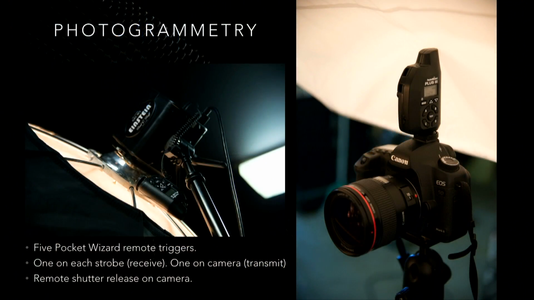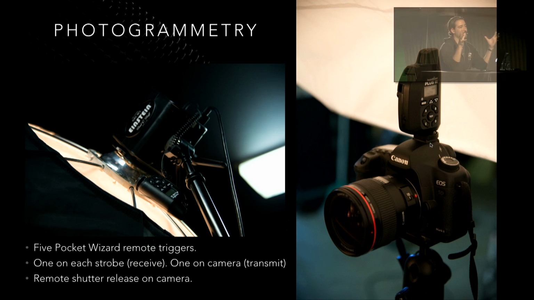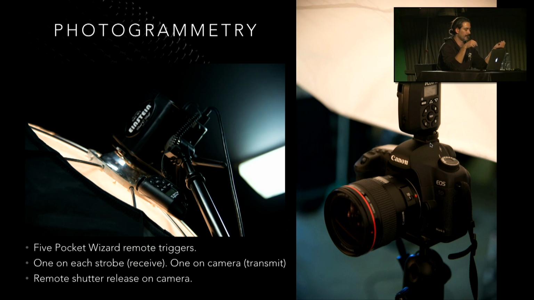Then the other thing that's really cool are these little guys, Pocket Wizards. They're remote triggers. On my 5D, I have a Pocket Wizard transmitter, so whenever I click my shutter, it sends a signal to the Pocket Wizards connected to the strobes, which are set to be receivers. They're all on the same channel. So when I take a picture, all four strobes flash at the same time. The nice thing is that it's all wireless. These little guys are about $125 on B&H Photo.